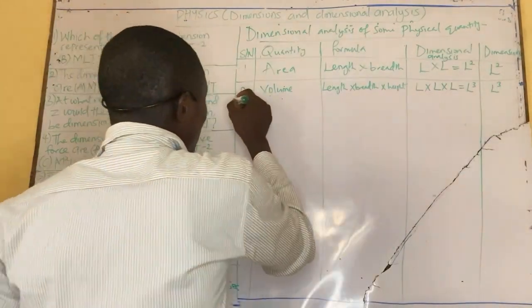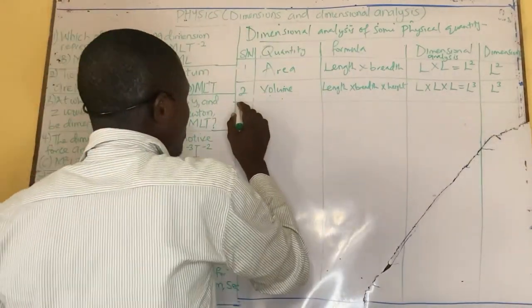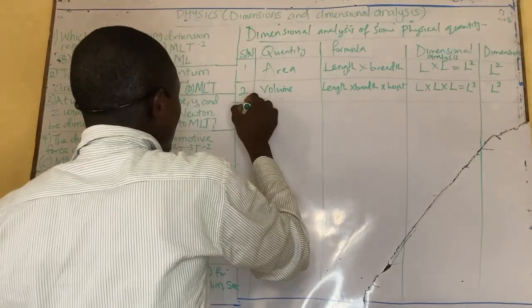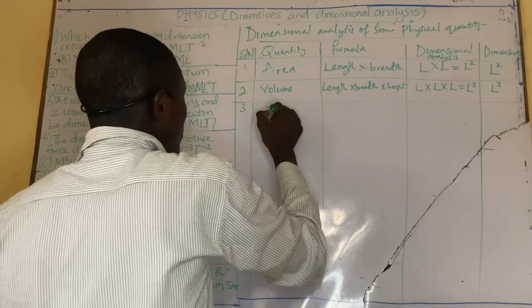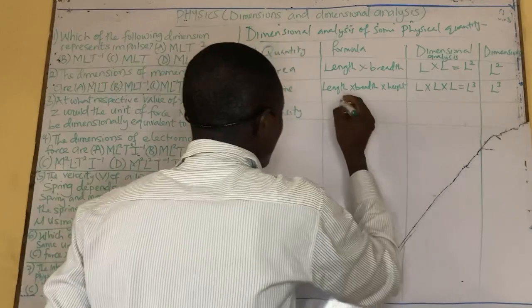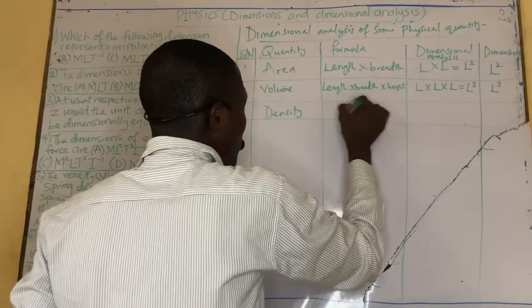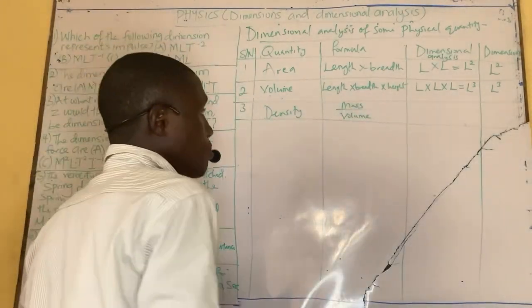So now we move to the other aspect. You can take density if you want to. Let's quickly go into density. The formula of density is mass of a substance per unit volume.